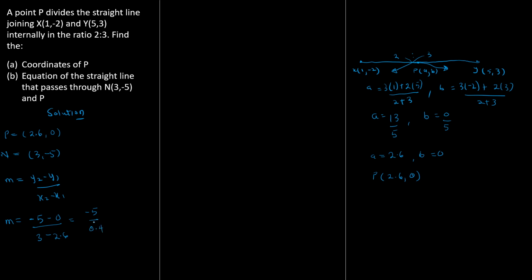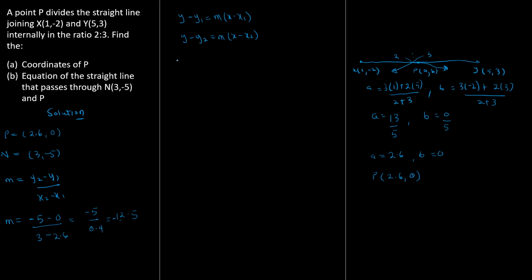That gives us -5 over 0.4, which will give us 12.5, in this case negative, so -12.5. Now that we have our gradient, we believe that the equation of any given straight line is y minus y1 is equal to m times x minus x1, or in this case y minus y2 is equal to m times x minus x2. We can use any of these points to get a straight line. I'm going to use the second one since it contains no decimal.